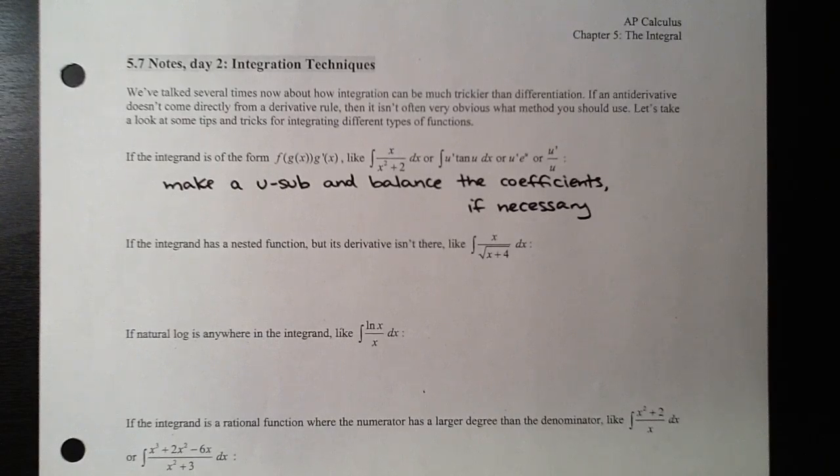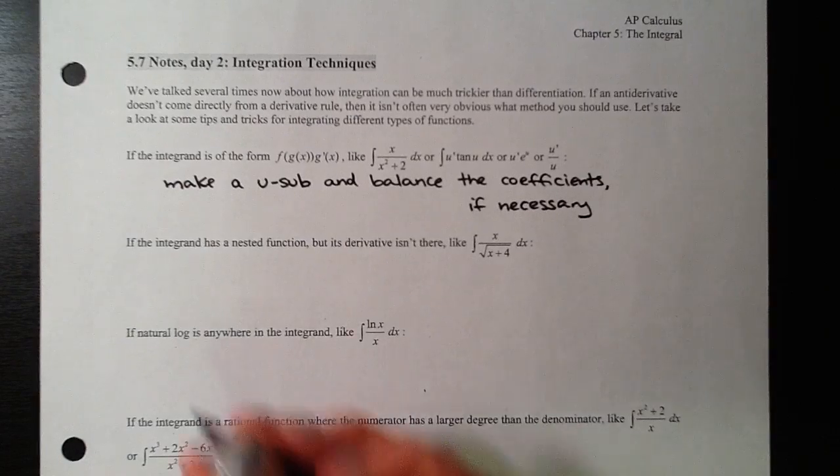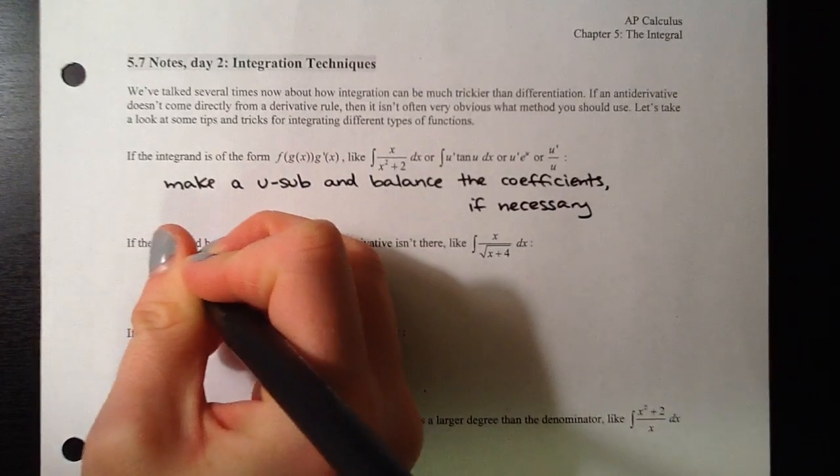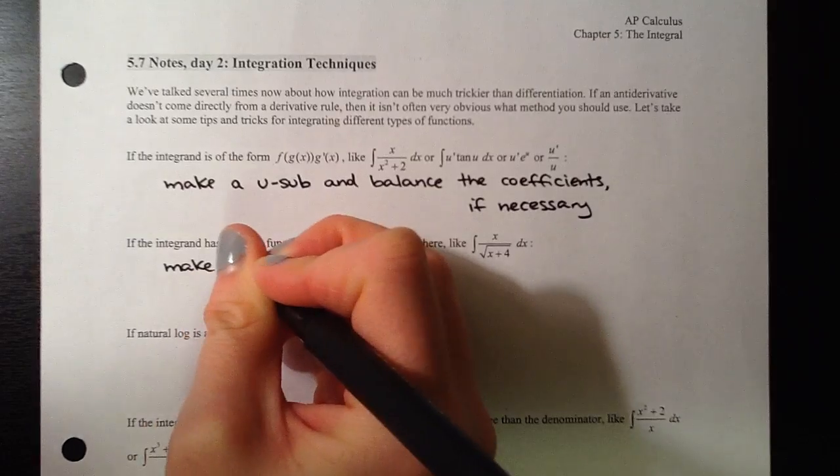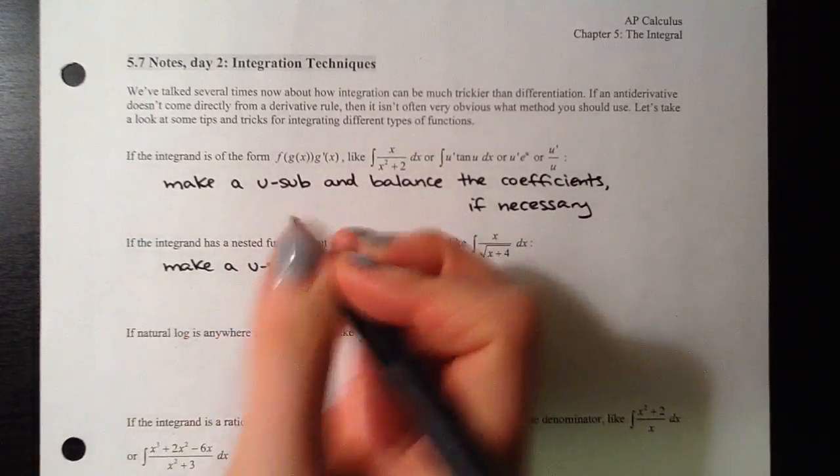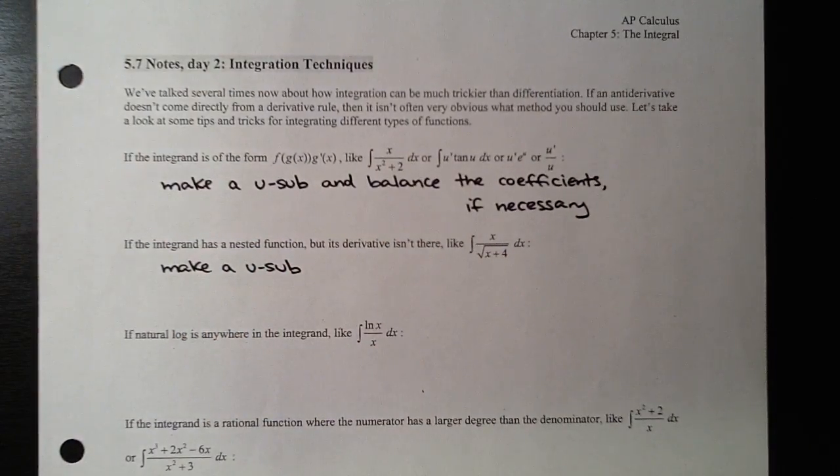If the integrand has a nested function, its nested function is x plus 4. But I guess this is worded kind of weird. It's not that its derivative isn't there, because its derivative is 1. Let's say there's something extra besides the derivative. What you do with this is you make a u substitution, just like you would with the other one. Then you actually make a secondary substitution. You substitute in for x.